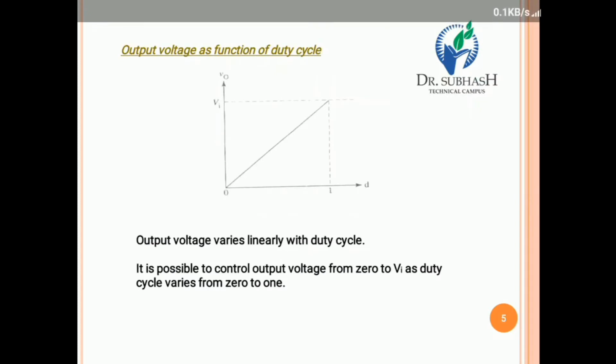Now the output voltage is a function of the duty cycle, right? So we define the duty cycle. The duty cycle is the ratio of the turn on time T1 divided by the total time period T. The output voltage varies linearly with the duty cycle. So it is possible to control the output voltage from 0 to Vi as the duty cycle varies from 0 to 1. When we increase the duty cycle from 0 to 1, the output voltage increases from 0 to Vi.